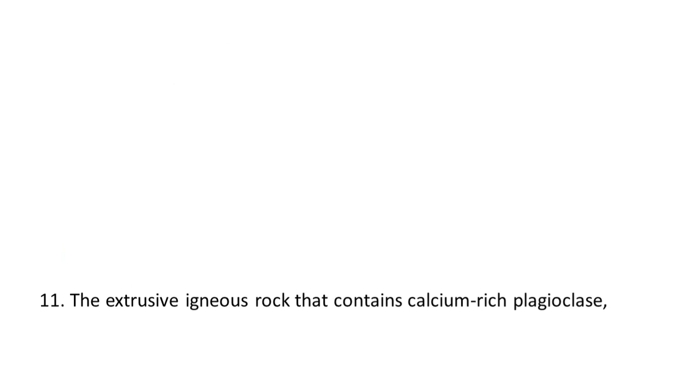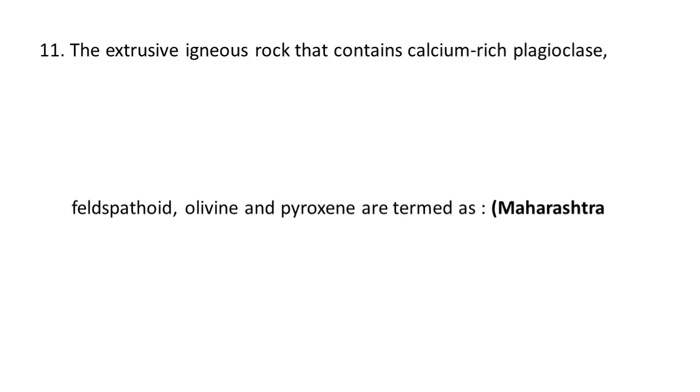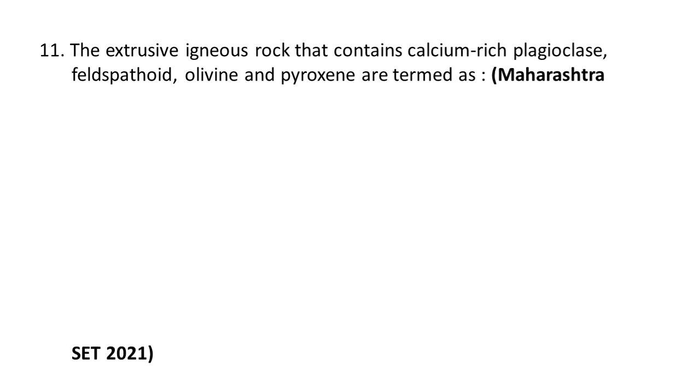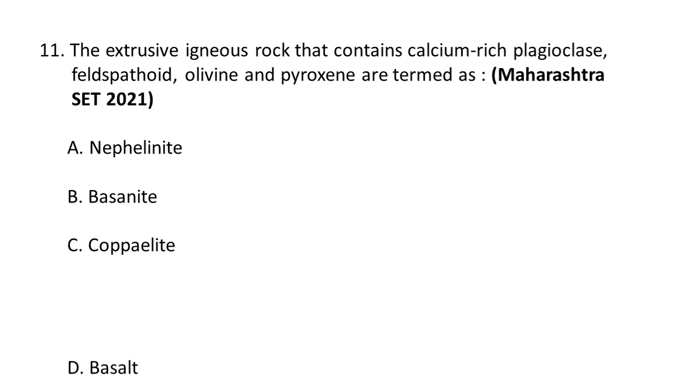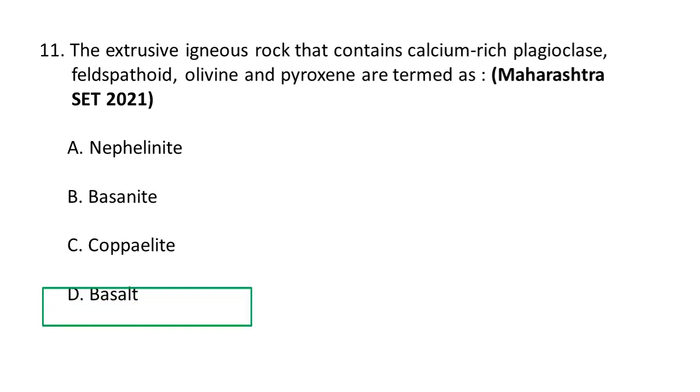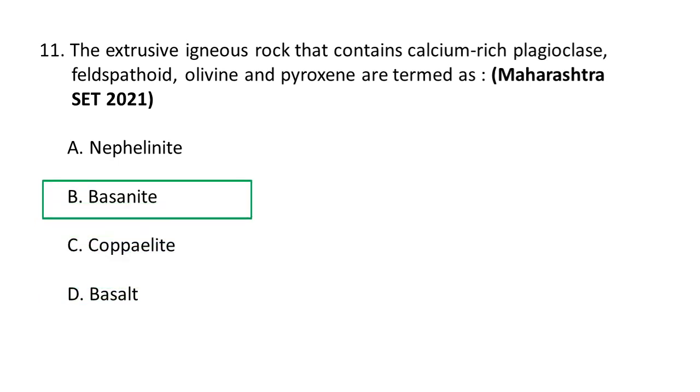Next question. The extrusive igneous rock that contains calcium-rich plagioclase, feldspathoid, olivine and pyroxene are termed as A. Nephelinite, B. Besenite, C. Copalite and D. Basalt. So the correct option is B. Besenite. Besenite is an igneous and volcanic extrusive rock with aphanitic to porphyritic texture, and it is composed mostly of feldspathoids, pyroxenes, olivine and calcic plagioclase and forms from magma which is low in silica and enriched in alkali metal oxides that solidifies rapidly close to the Earth's surface.